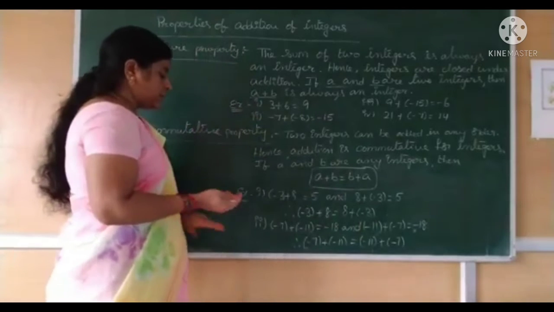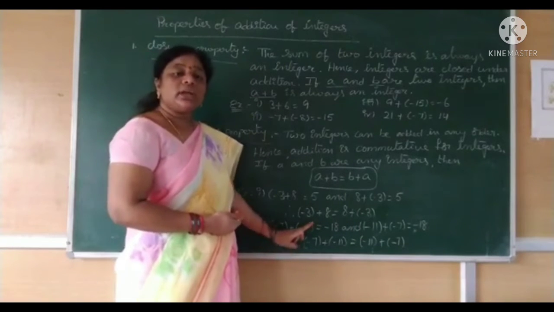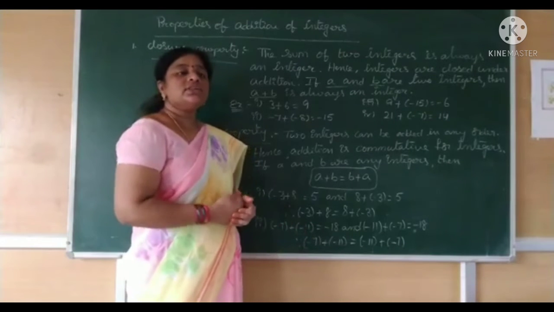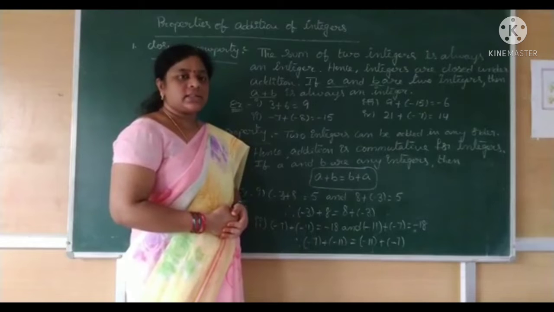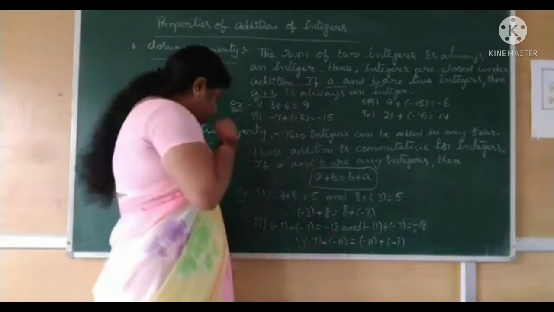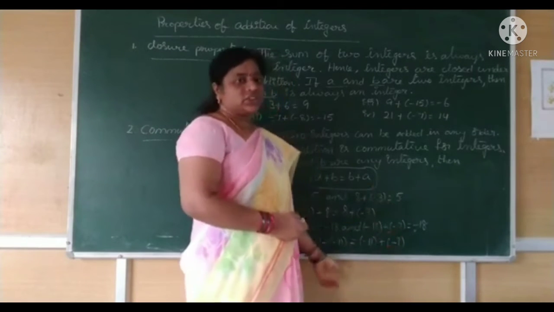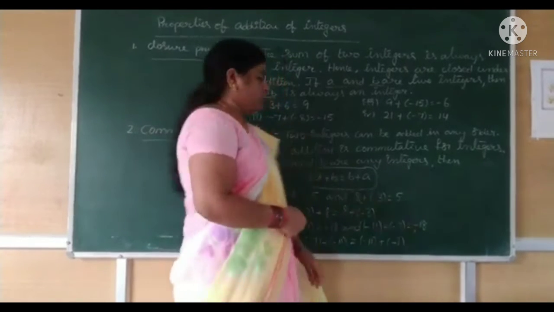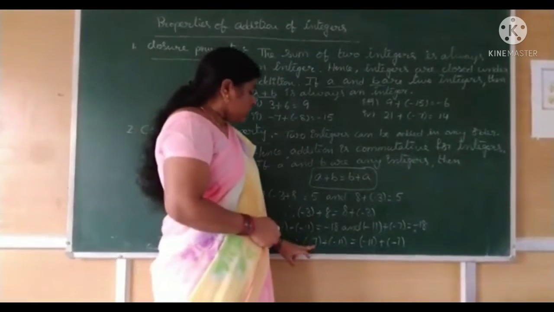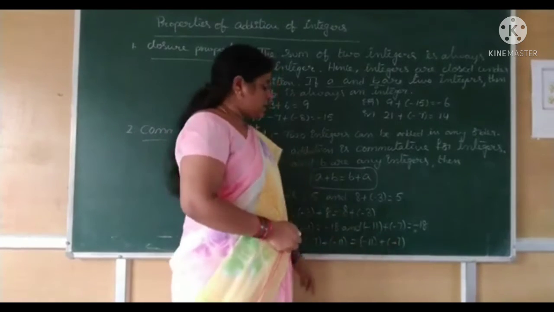See another example. Minus 11 plus minus 7. Here we are adding both negative integers. If you add both negative integers, you just add them and keep the sign the same. 11 plus 7, 18. The sign is negative. And minus 7 plus minus 11, the order changed, but the result is the same. So minus 11 plus minus 7 equals minus 7 plus minus 11.